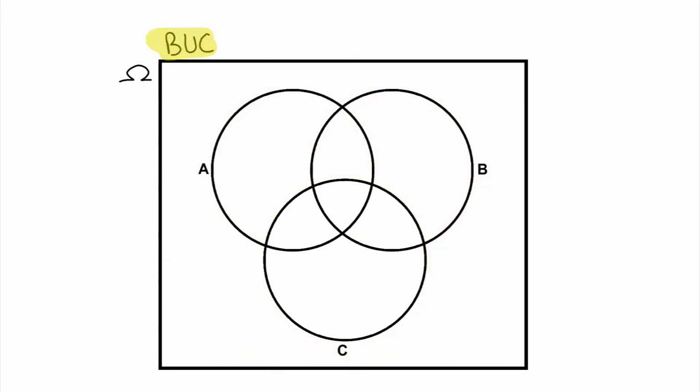B union C, so that's everything that's in B or in C. So it's everything that's in B, or it can also be everything that's in C. Finally, A intersection with the complement of C, so that's everything that's in A and not in C. So it's got to be in A, but not in C. So this is in A, but we stay out of C.